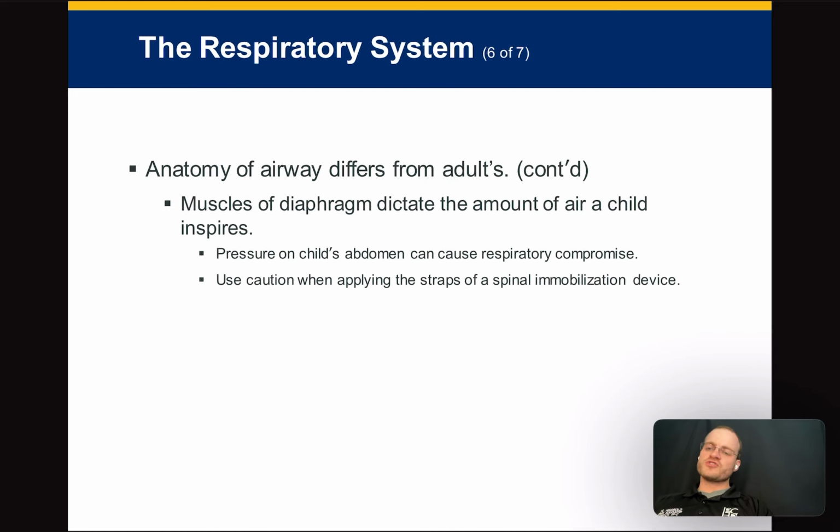And so that's one of the things to think about. Pressure on a child's abdomen can cause respiratory compromise. Remember, the diaphragm pushes down on the gut contents every breath. But if you're putting a lot of pressure on a child's belly, that can interfere with the diaphragm's ability to push those guts out of the way to take a breath in.